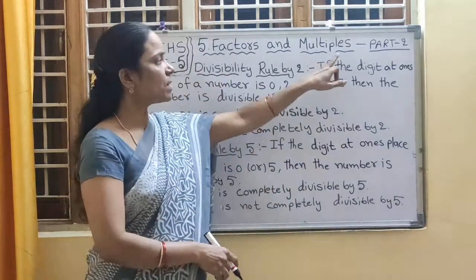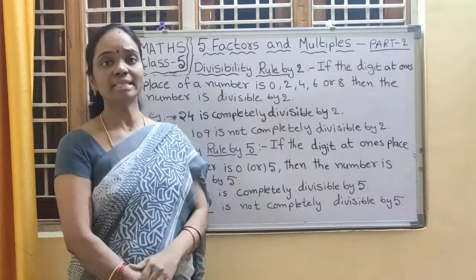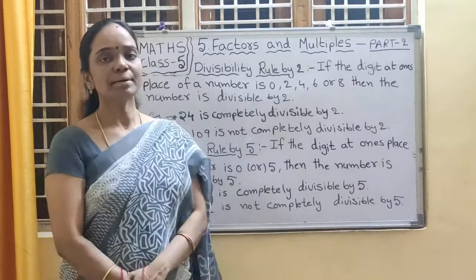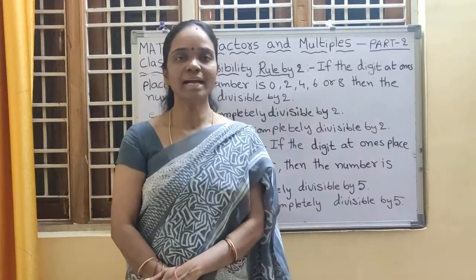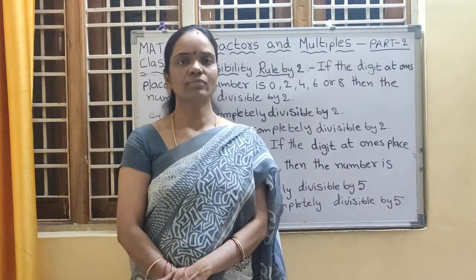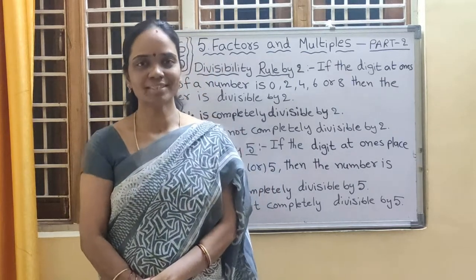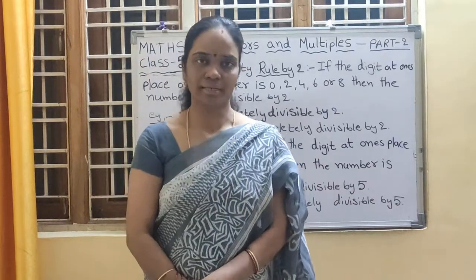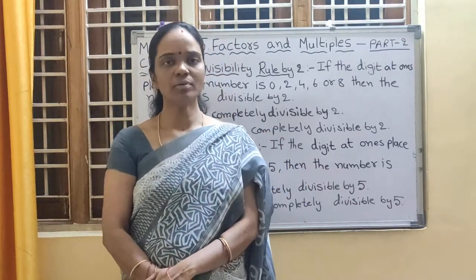Now coming to the class, children. This is part 2 of chapter 5. What is our chapter 5, children? Factors and multiples. In the part 1 class, what we have discussed, children? Yes, we discussed about factors and properties of factors, multiples and their properties, and common multiple and common factor.